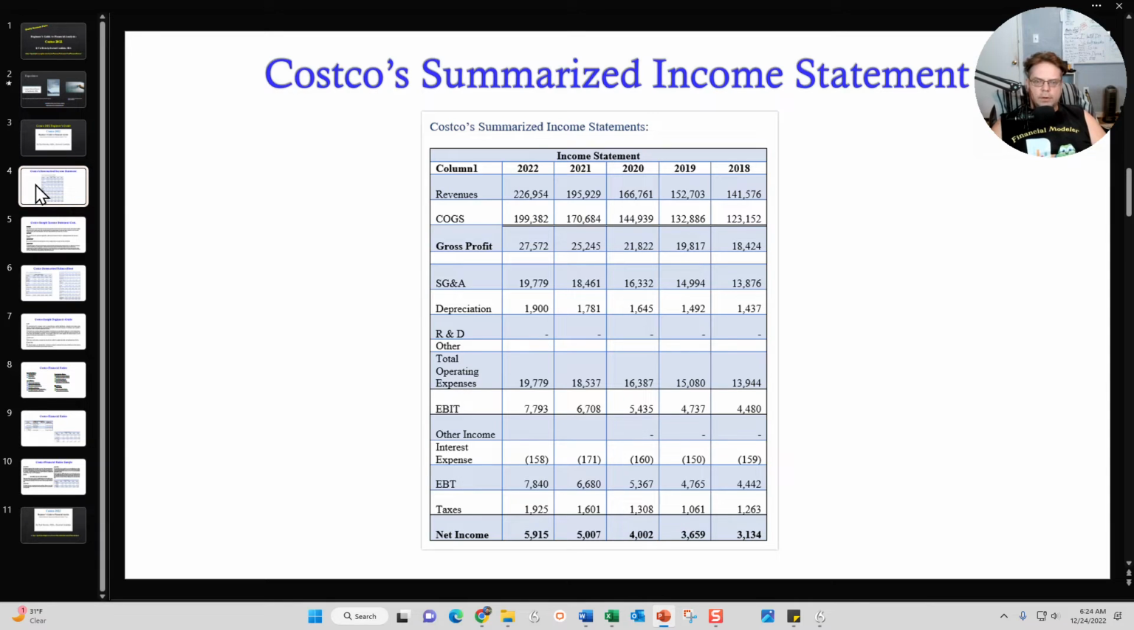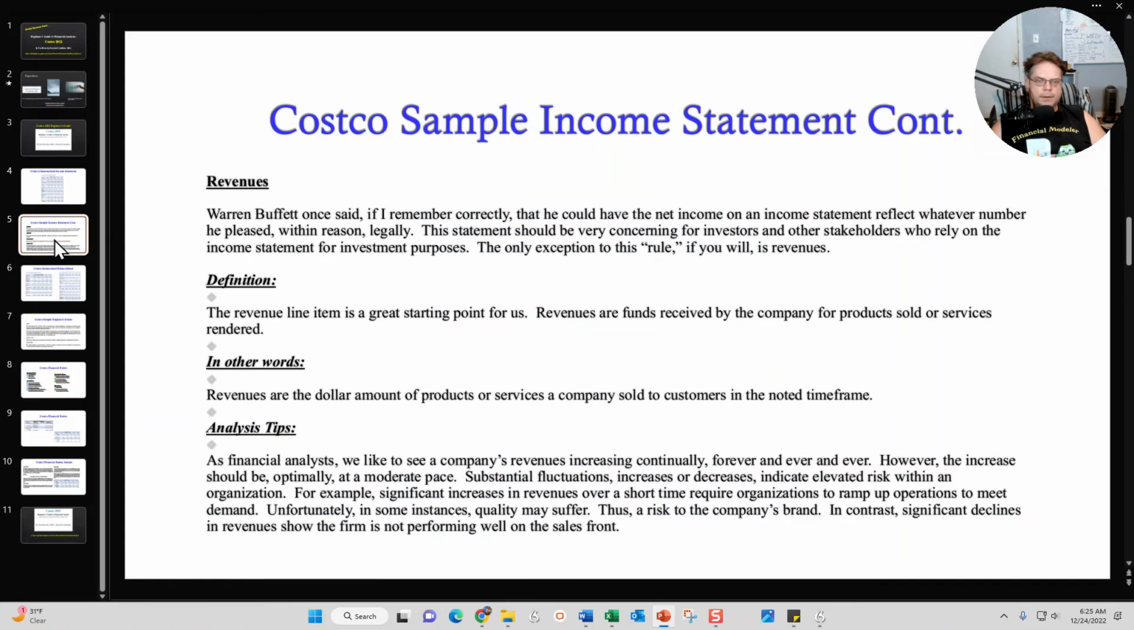For Costco's income statements segment, I introduce the segment by first summarizing Costco's income statements for the last 5 years, and this is what it actually looks like in the Beginner's Guide. Next, I go through each line item, or for the most part the most important line items. For example, revenues. I'm going to explain what revenues means. I'll define it, give it to you in layman's terms, and then provide some analysis tips as to what to look for when analyzing that line item.